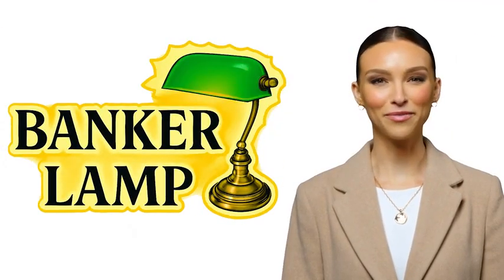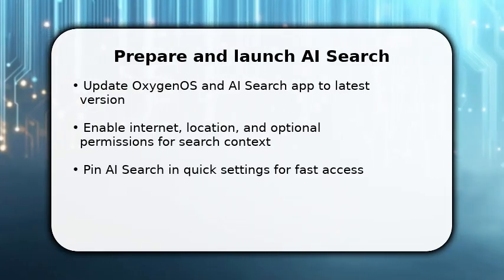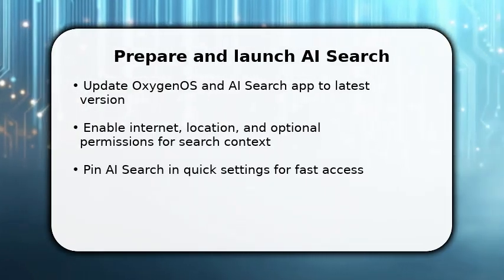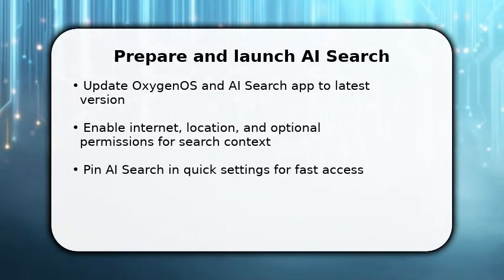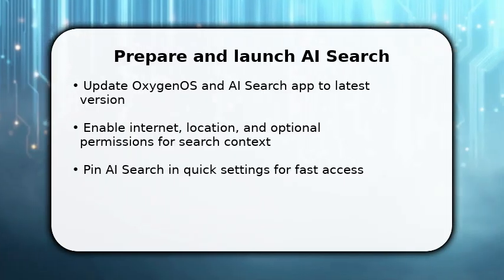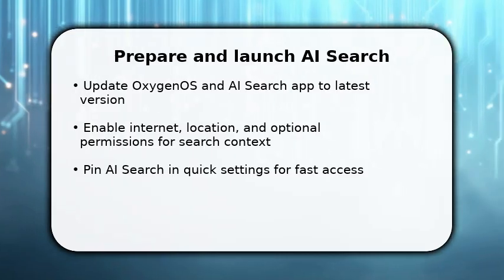Please enjoy the video. You start by confirming prerequisites. Update Oxygen OS and the AI search package, then grant network and contextual permissions so results are relevant. Once done, add AI search to quick settings for instant access. This saves time and keeps the feature ready.